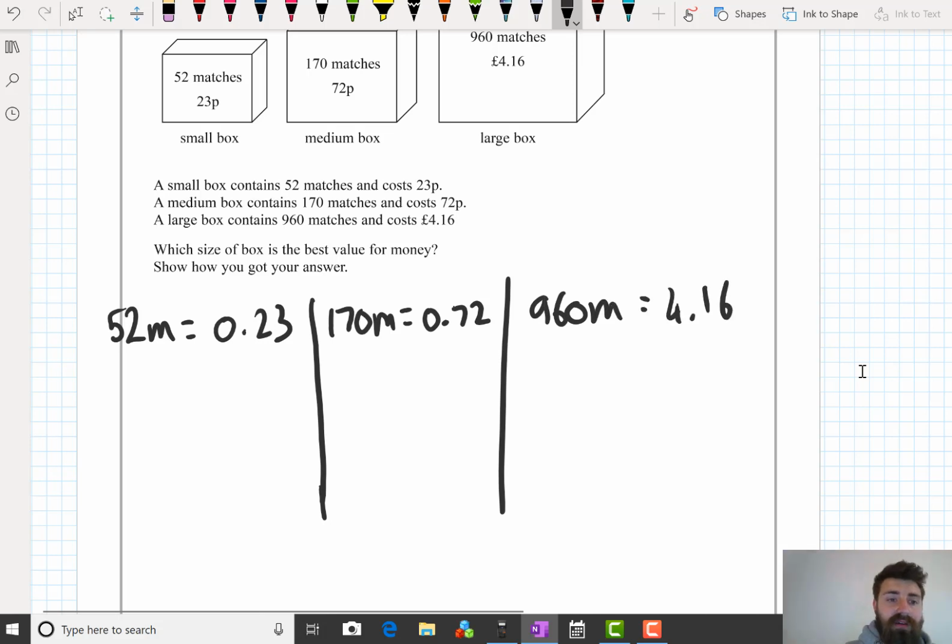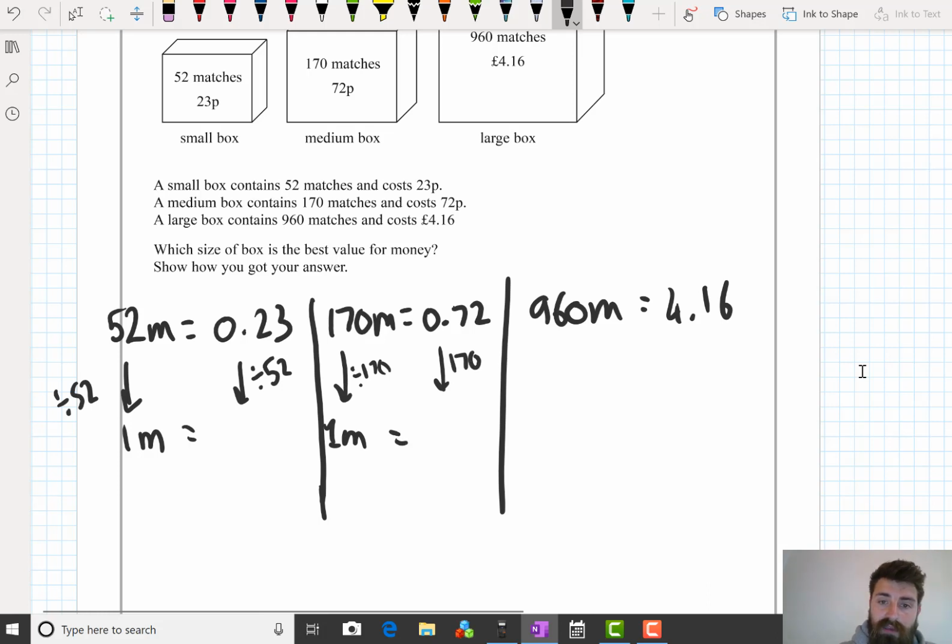Let's find out what 1 costs. This is the Unitary Method, so we want to scale this down to 1 match. If you've got a number, you want to get it down to 1, you divide it by itself. What you do to one side of the equation, you must do to the other, because it's balanced, right? Divide by 170. So that will get 1 match there. Divide that side by 170, and then divide this by 960 to get that down to 1 match, so we can compare all 3. Divide by 960.